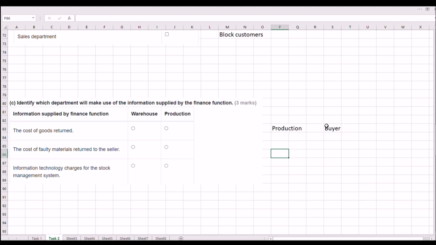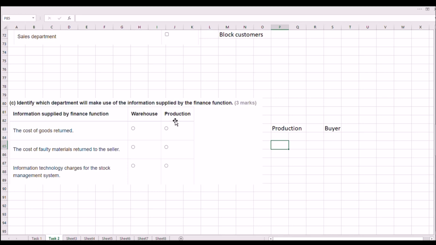So, yeah, I mean, it's faulty materials returned to the seller. And so, really, would the production department want to have a hand in this one? Because our sellers are returning their goods. The production department is producing a lot of rubbish. Really, it's very important for the production department. But let's look, what's the most bean counter question answer we can have?